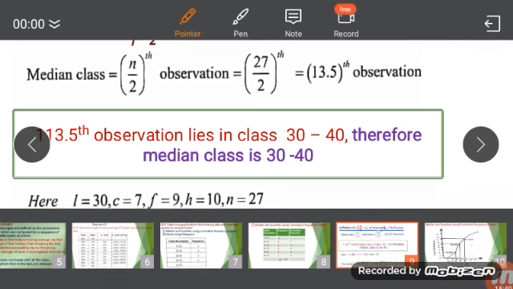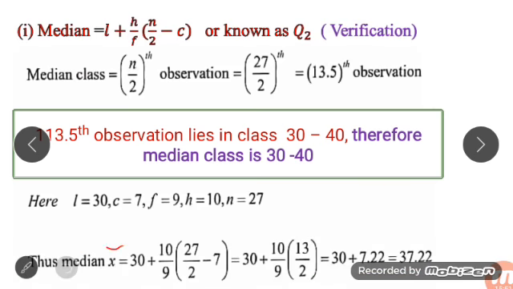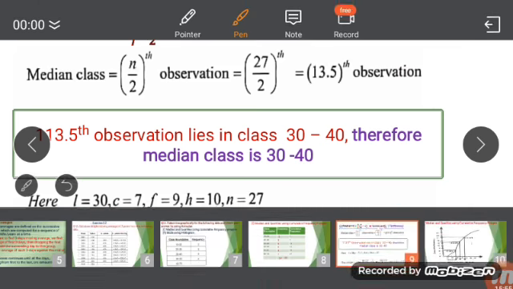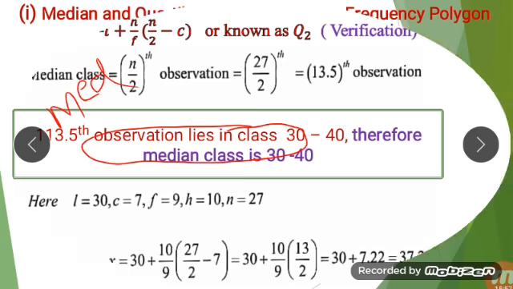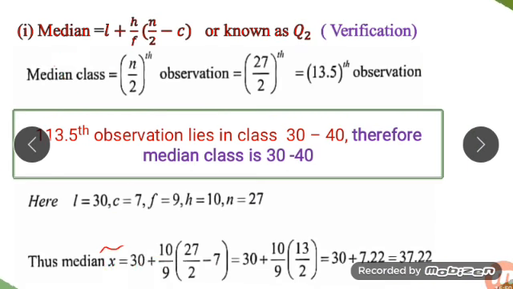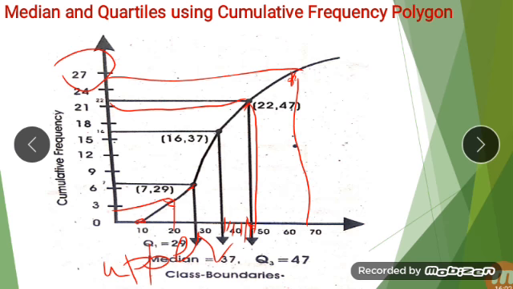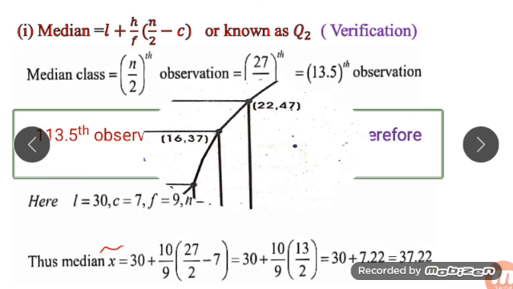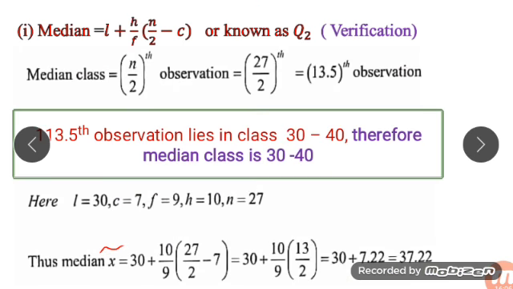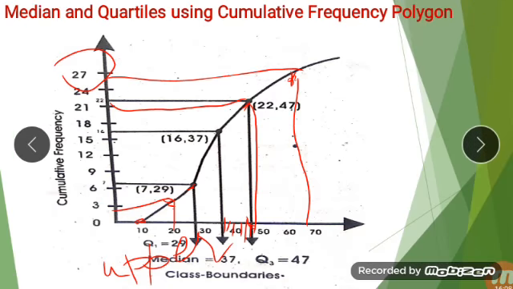This is the symbol for median, and here we can write this symbol. Now let's compare 37.22 with the answer found with the help of the graph. With the help of the graph, we also have the value as 37. There is a little difference which doesn't matter. So here we have verified the result.